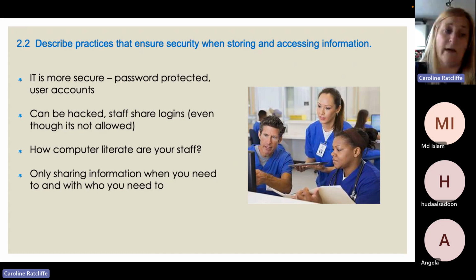I've already said don't share logins. Details can be hacked. I've already explained about when the NHS was held hostage with the spyware program, and they tried to blackmail us to get money out of us.